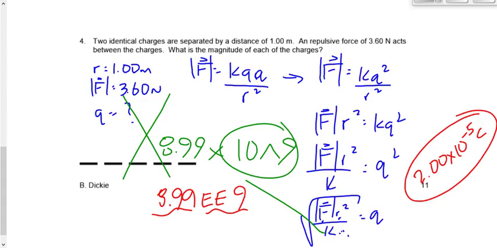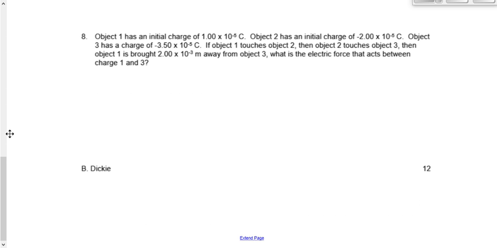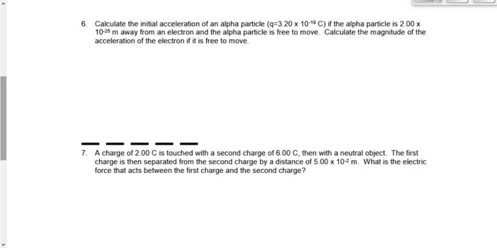Okay, number 6. So let's calculate the initial acceleration of an alpha particle. If the alpha particle is this far away from an electron, the alpha particle is free to move. What's the magnitude of the acceleration of the electron, if it's free to move here? First thing we need to do is what? May the force be with you. Okay, the force needs to be with you. So let's calculate that.